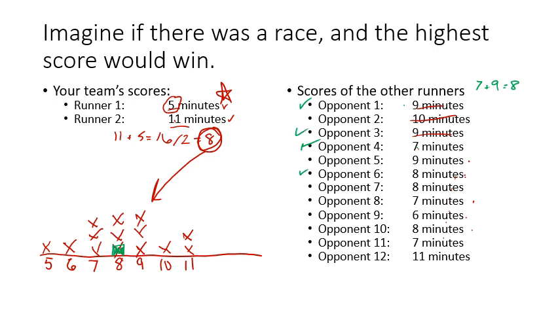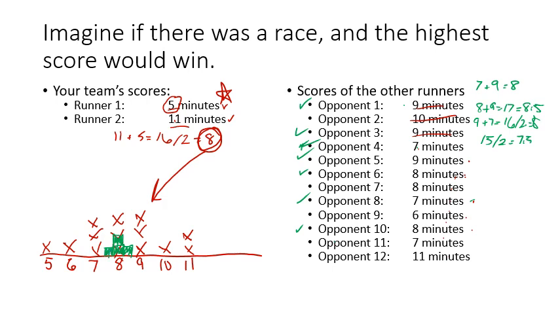8 plus 9 is 17, divided by 2 is 8.5. Let's put that score right here. Let's draw another pair, opponent 5 and opponent 4, 9 and 7 again. 9 plus 7 equals 16, divided by 2 equals 8. Let's plot that. And at random, let's keep drawing pairs, opponent 10 and opponent 8. 8 and 7 is 15. Divided by 2 equals 7.5. Let's plot that score right here.